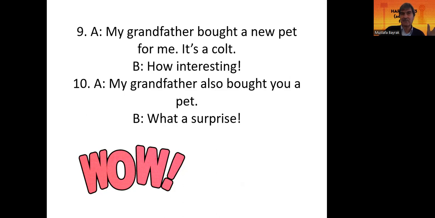My grandfather bought a new pet for me. It's a colt. How interesting. Yes. What an interesting present. What an interesting present, or what a present is enough. What a present. Very good. Very nice. How nice. How interesting. How nice. It's very nice. What a nice gift. 10. My grandfather also bought you, not just me, bought you a pet. What a surprise. Wow, what a surprise. Yeah.